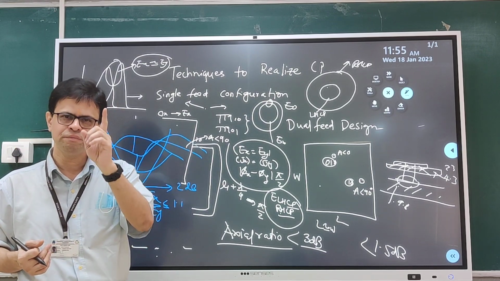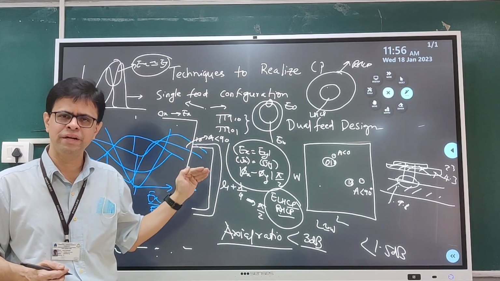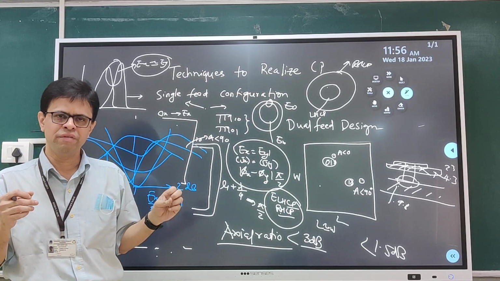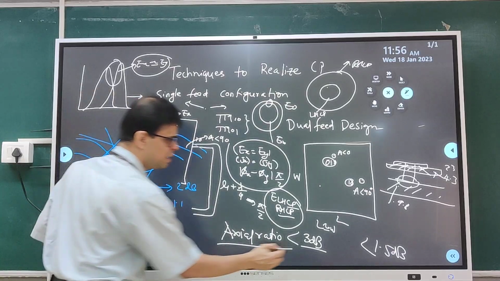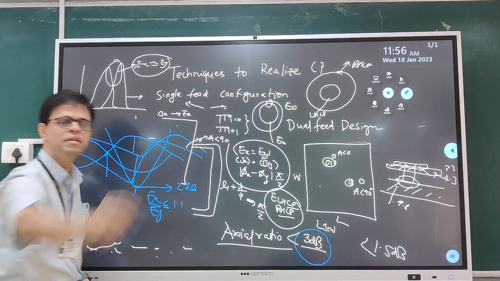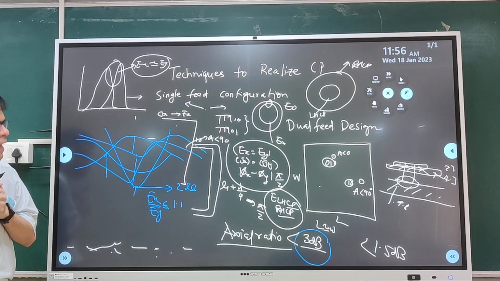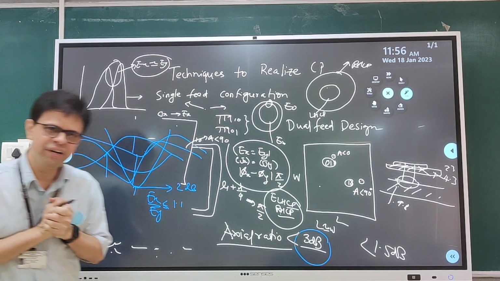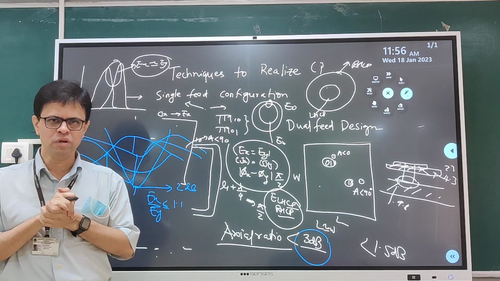Phase difference should be pi by 2, but certain deviations from that are accepted, and then we define CP bandwidth as the range of frequencies for which axial ratio is less than 3 dB. So this is with respect to the rectangular patch using a dual feed as well as a single feed, where a microstrip line circuit was considered.